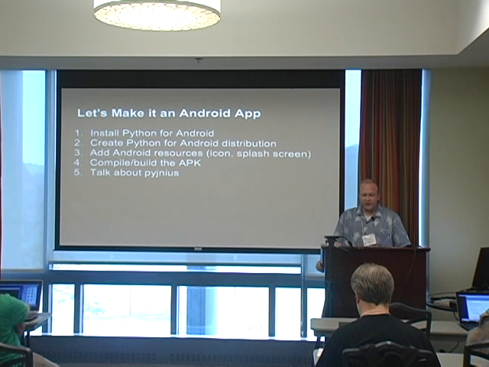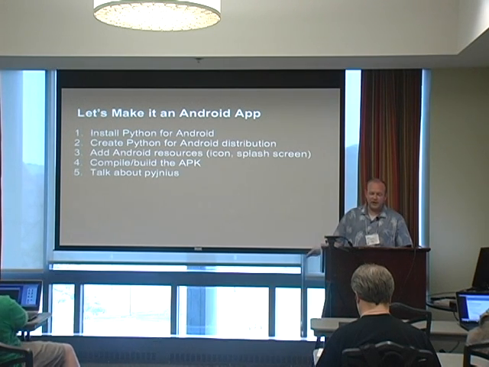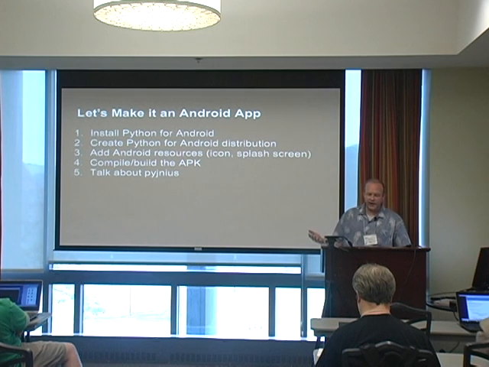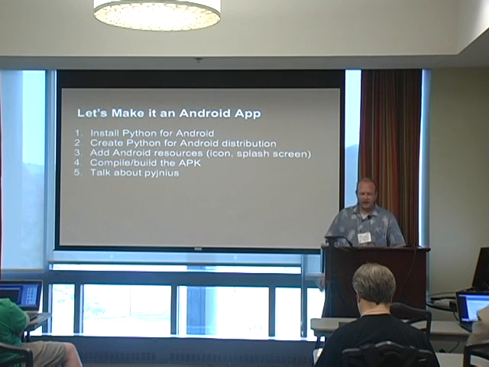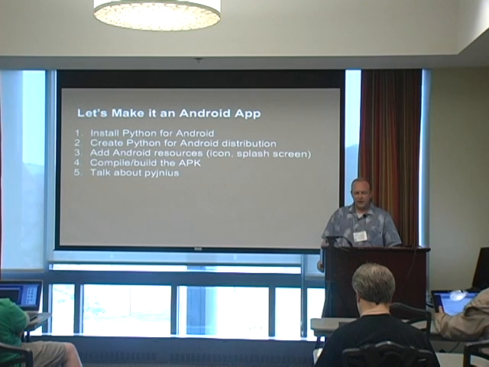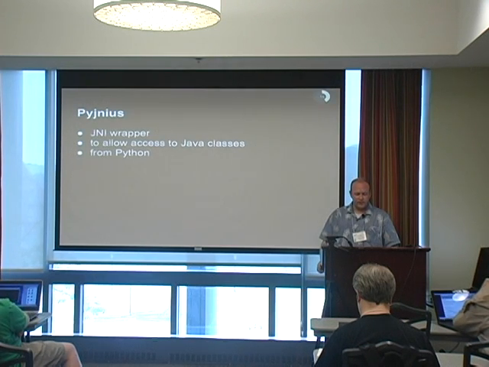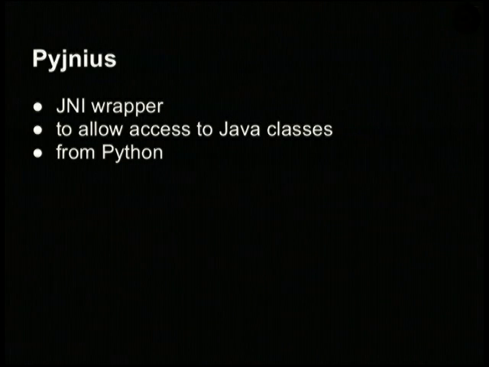But what we're going to do here, we're going to walk through installation a little bit, and then we're going to create the distribution, which is part of it. We'll add some of our Android resources, like an icon and a splash screen, that sort of thing that you may not get on the desktop applications, or that's really different. Then we'll make the APK, and if we have time, we'll talk more about PyJNIus, which we'll see later. Or maybe we'll talk about it right now.